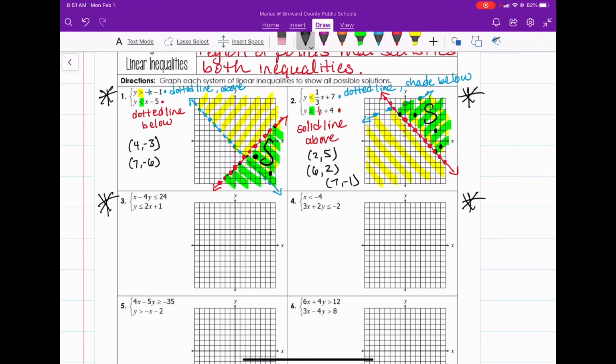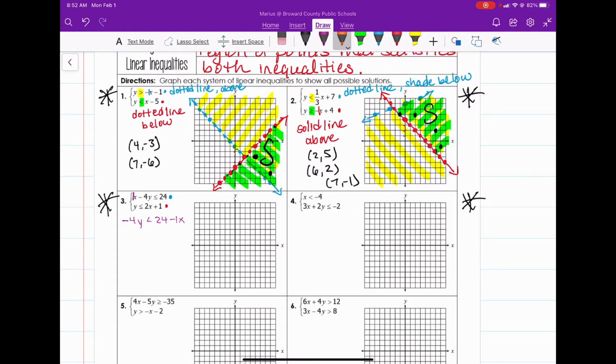Let's go ahead and take a look at number 3. Now for number 3, once again, I'm going to do the first line in blue, the second line in red. Now the blue line, I can't graph it yet because it's not solved for y. So the -4y is going to stay in the same place, the less than, and the +24. That 1x needs to move to the other side with the +24, but it has to become a -1x.